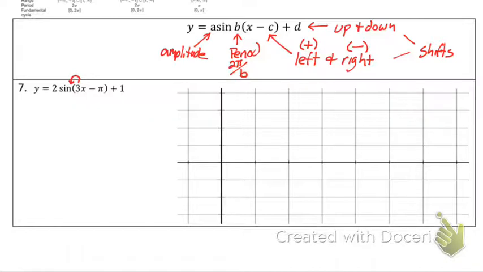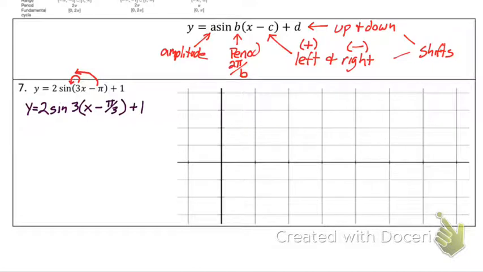But since I would need to distribute a 3 back in, that 3 has to be pulled out of this negative pi as well. So that's going to give me y equals 2 times sine of, I'm pulling out a 3, 3 times x, we're good there, and we're going to have minus pi over 3, plus 1. Just to check to make sure I did everything right, 3 times x is 3x, 3 times pi over 3 is going to get me pi back out. You have to do that in order to know what your period is and what your shifting is.